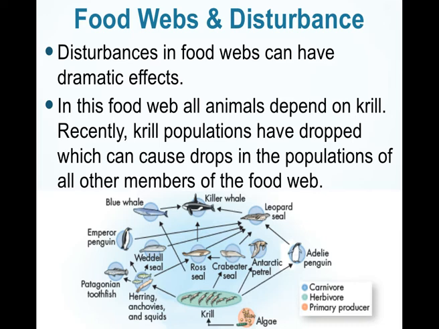But that's going to have an effect on the entire food web because now killer whales aren't going to have as much to eat either, because things that are lower on the food chain are going to decrease in numbers because they don't have enough to eat. So this is something that is very much interconnected. And when something happens to one organism in the food web, it has effects on other organisms.